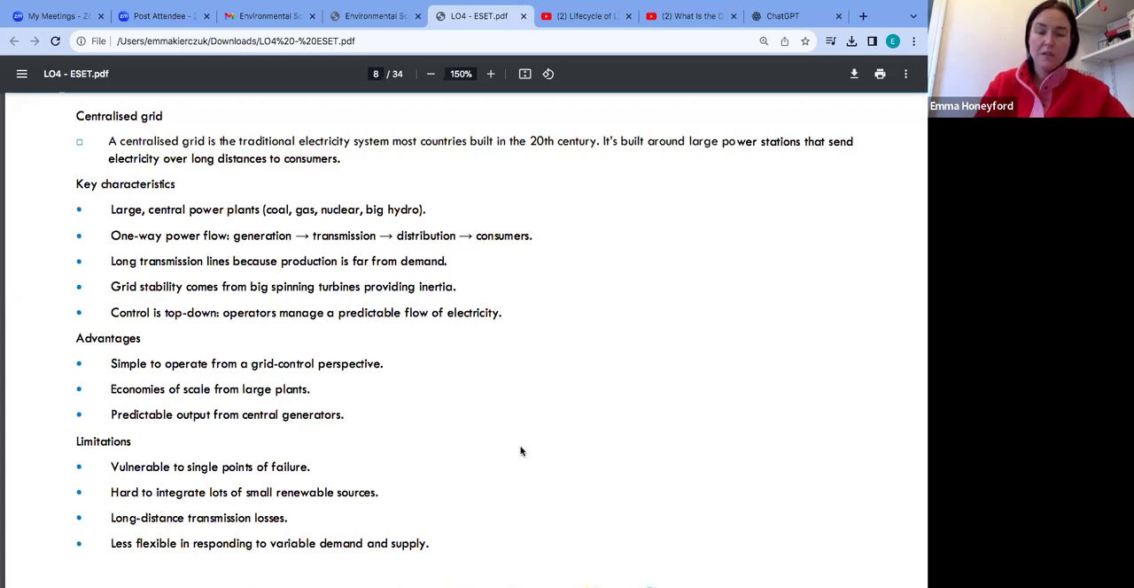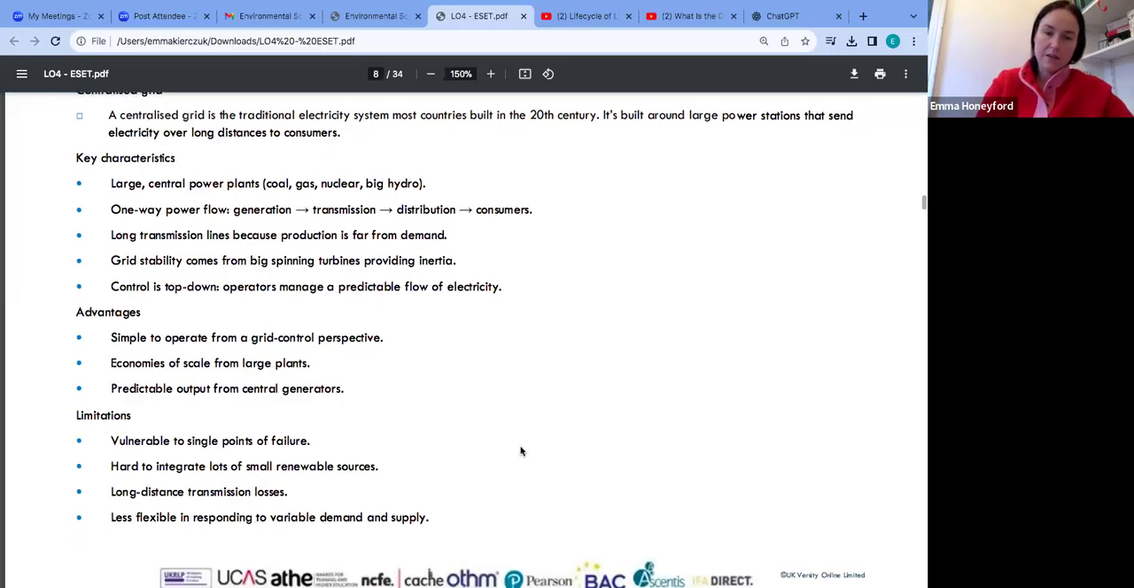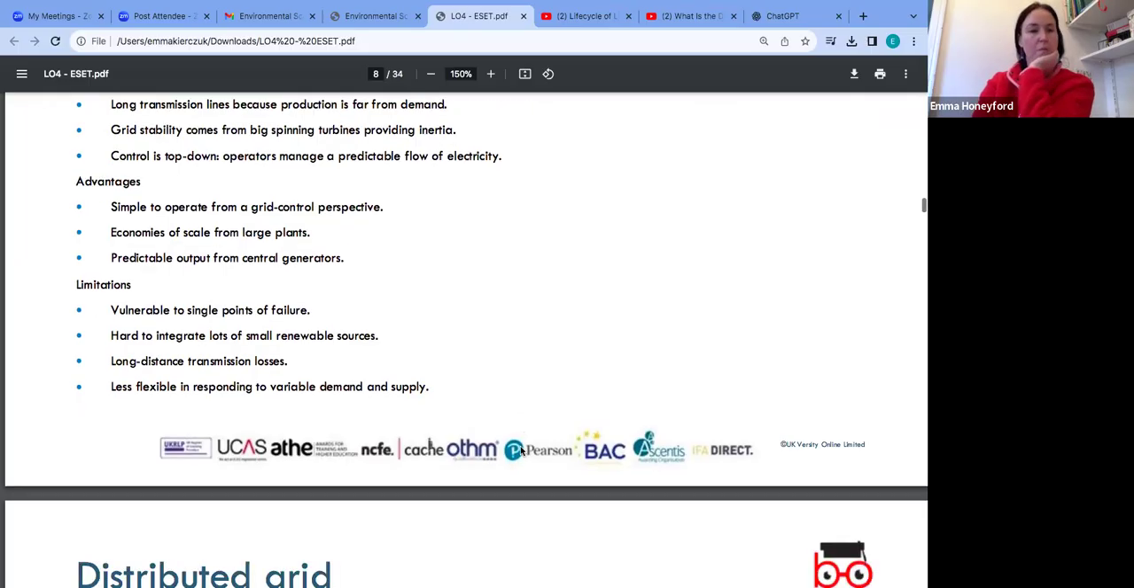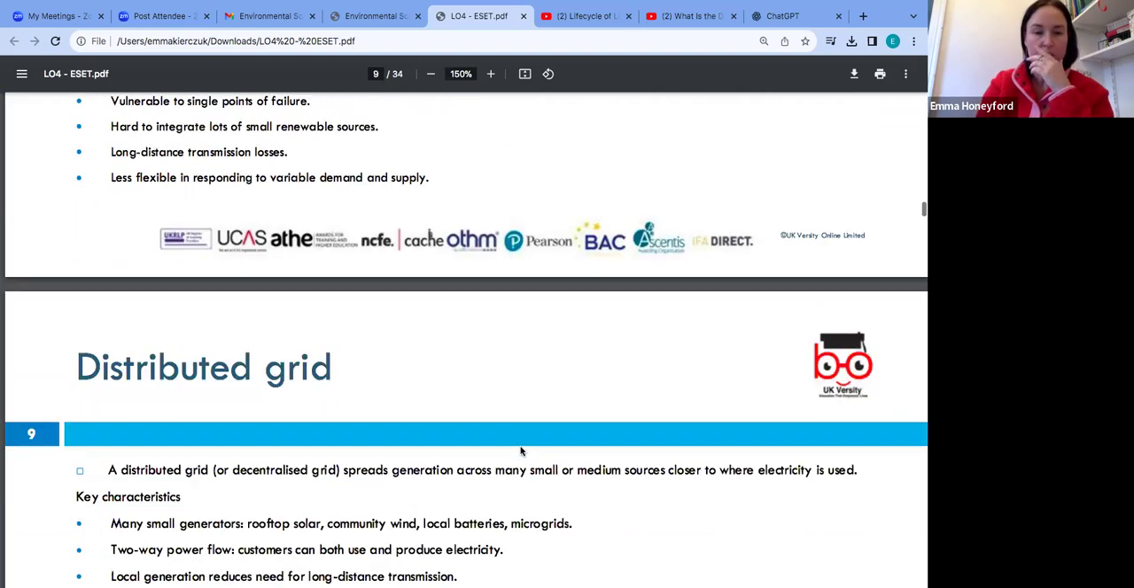Due to the long distance lines, in that production is so far from demand, you can lose energy through the transmission. So there's that loss of energy, which isn't sustainable. And then it is less flexible in responding to variable demand and supply. It will keep on pumping energy, but we don't always need that constant flow of energy. So it's about how we manage that. And we have seen the energy losses over time from using the central grid.